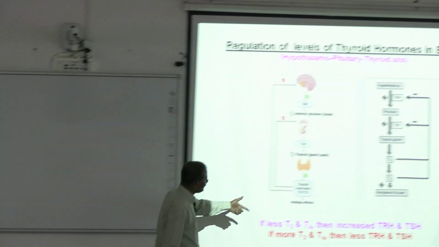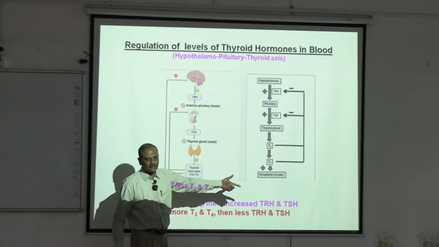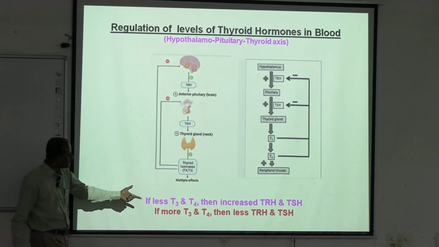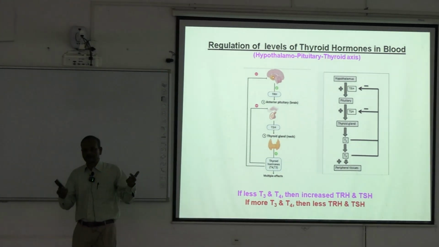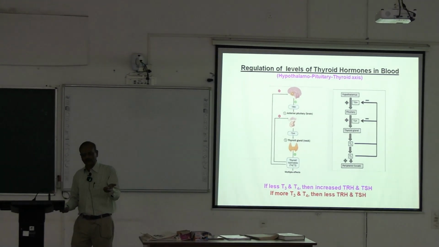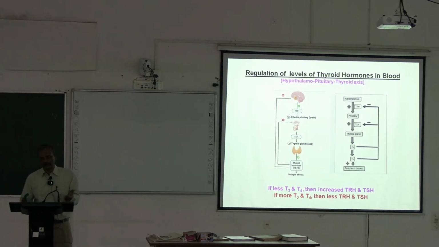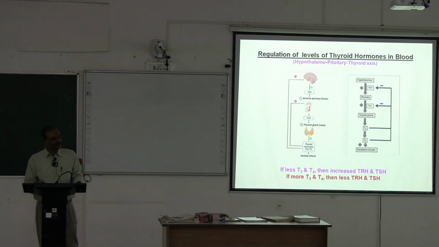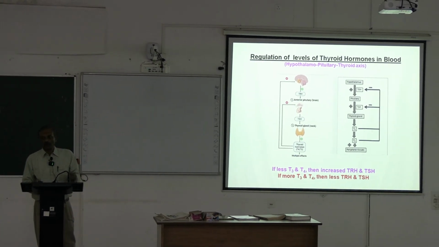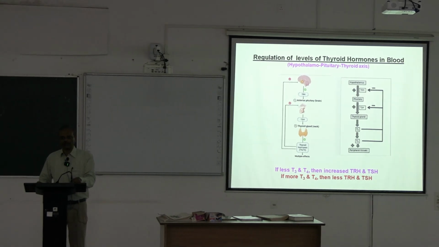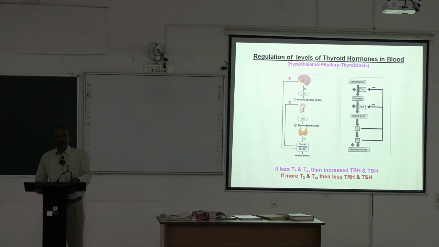If less T3 and T4, then increase TRH and TSH. If more T3 and T4, in other words, more FT3 and FT4 basically, because these are the main regulators. So, earlier T3, T4 was done. This is the reason why you will do FT3 and FT4, and it takes a snapshot of a given point of time.